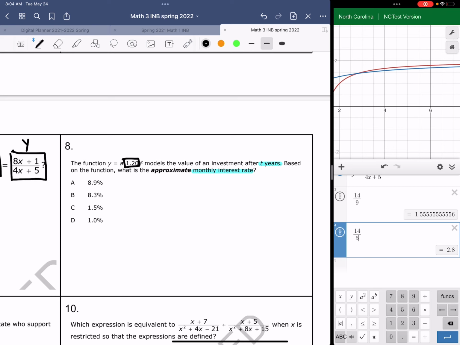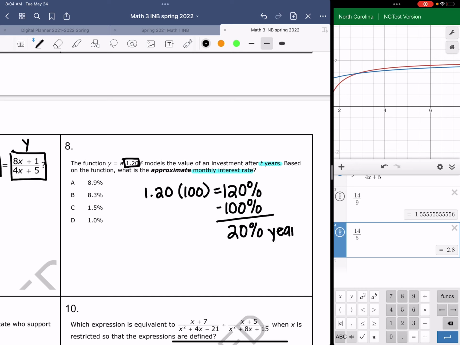And if we find the yearly rate of increase, we would say 1.20. We're going to multiply that by 100 to turn it into a percentage, and you get 120%. Now, the rate that it's increasing every year is going to be the difference from 100. So we're going to subtract that, and we know that the yearly rate is going to be 20%.